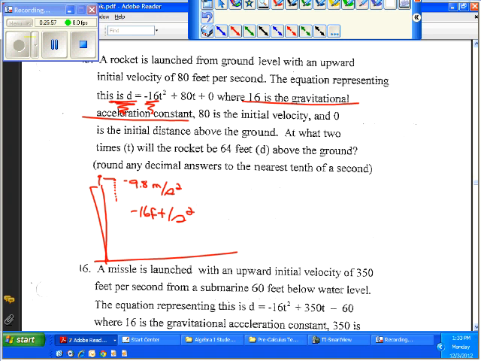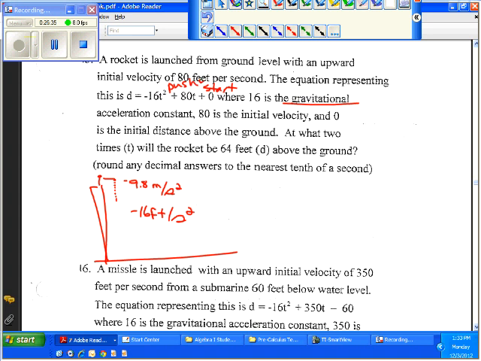So this formula that I've put on this particular problem factors in the gravitational acceleration constant in feet per second squared. Now, this is initial height, and this is the initial velocity in relationship to time. So this is where it started. This is the push upward. That's ugly. Let me start again. This is where it started.